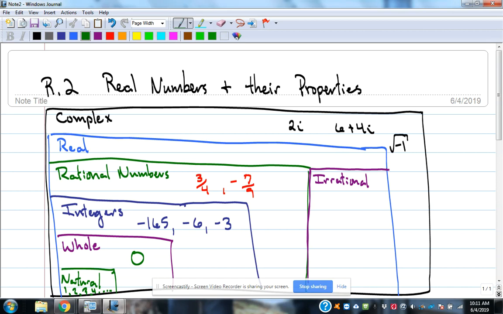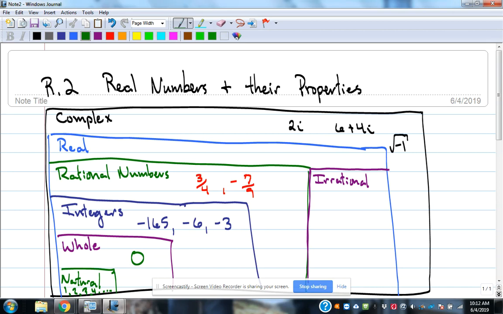Okay? So whatever level you land at, if you're an integer like negative 6, you're in this box, but you're also in the rational numbers box, in the real numbers box, and in the complex numbers box. So the idea of the boxes can help you in classifying numbers, which is one of the things we're going to do in this section: classify what kind of number this is. If it's a natural number, then it has to be all of them. But if it's a rational number, like the fraction 3/4, then it can't be any of these because it's not in that box.